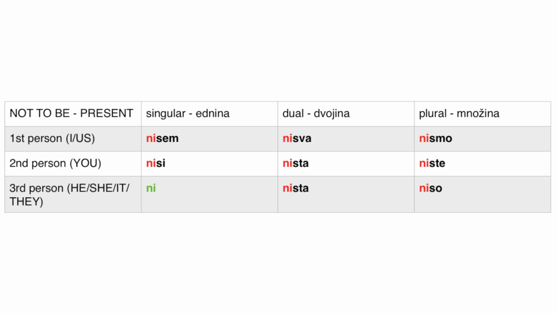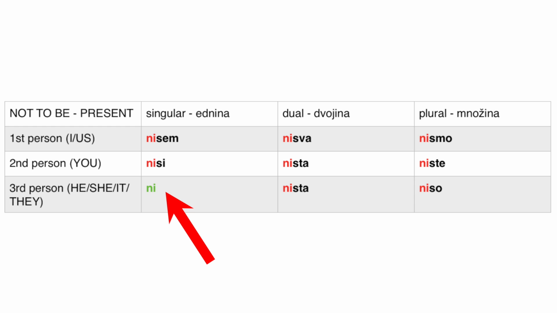And now if we move to the second table, we have the negated form of the verb to be, so not to be, and we actually have a formula for this. For all the forms that we have just learned for the verb to be in present, we just add ni in front of them. So if the first person singular is sem, the negated form would be nisem. If the second person singular is si, the negated form would be nisi. We just add ni in front of all those forms. The only difference is third person singular, because we drop the je and we just use ni.